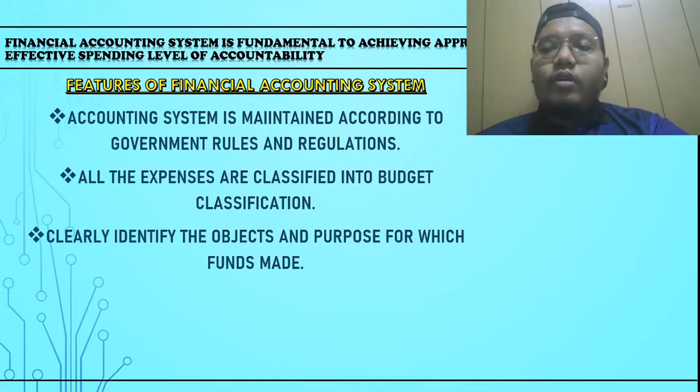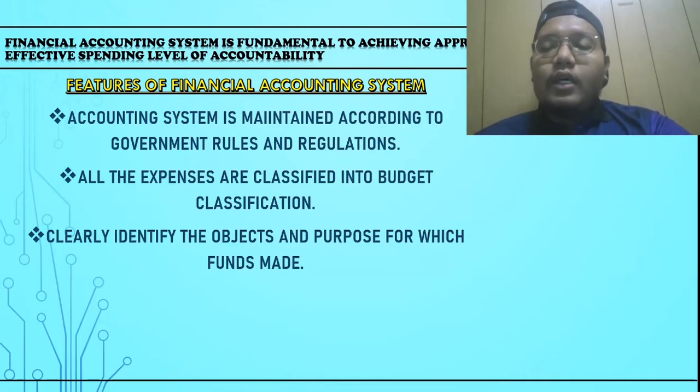Okay, first of all, before we learn more about the financial accounting system, we must know the definition. The definition of financial accounting system is fundamental to achieving appropriate, efficient, and effective spending level of accountability. Okay, we go to the first subtopic, which is features of the financial accounting system.